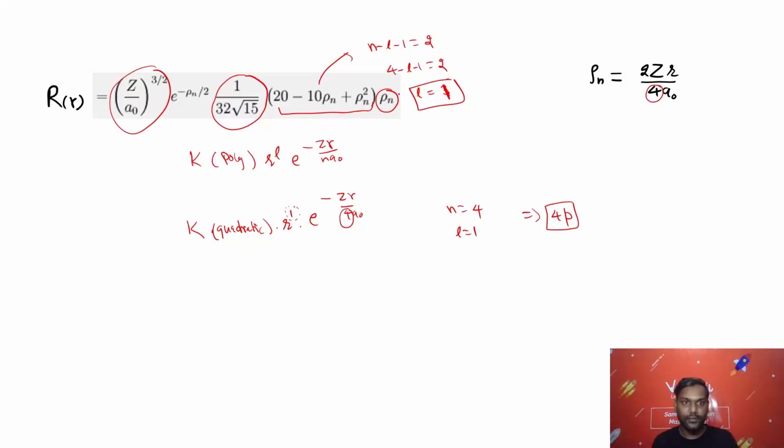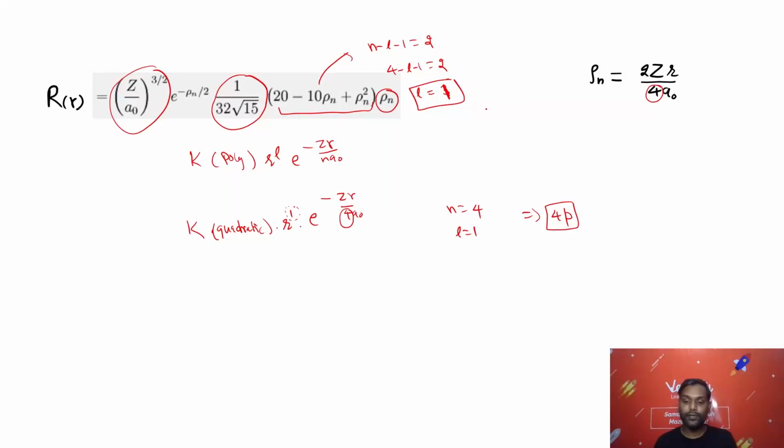So it's a p orbital of the fourth shell. This is what we are expected to solve in the examinations also. They will give us the radial wave function, and they will expect us to know which subshell this is. We can only find the subshell, we cannot find the orbital to which this subshell belongs, because we don't know the angular part yet.